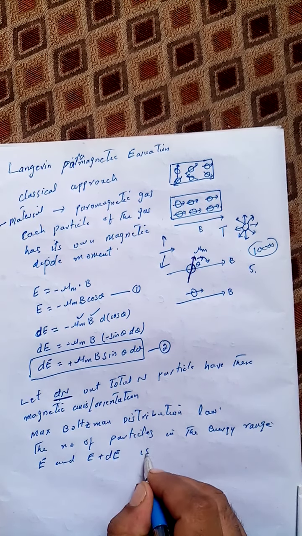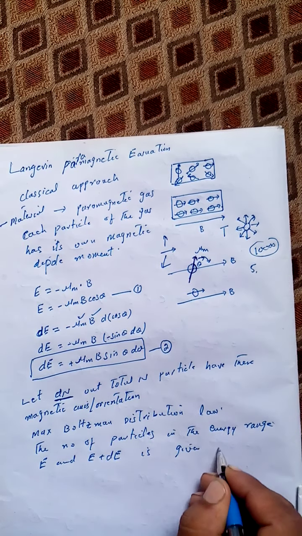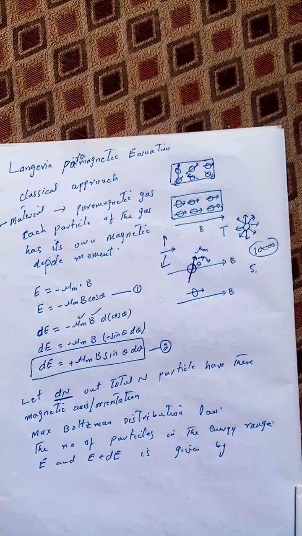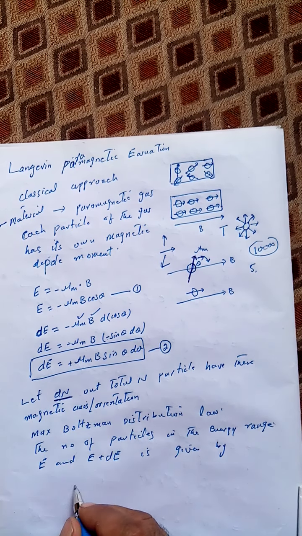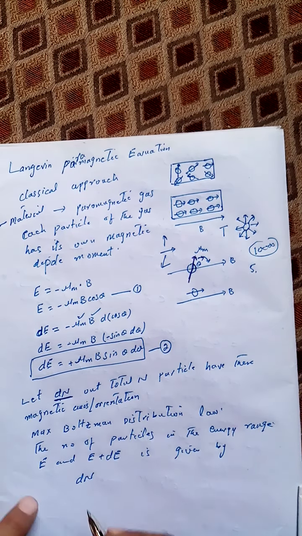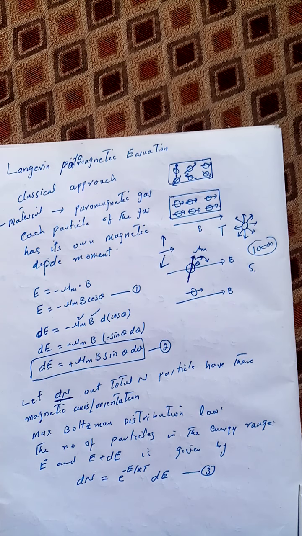Is given by this relation: dN, the number of particles in the energy range E and E plus dE with this orientation, is given by dN equals e raised to the power minus E over kT into dE. Suppose this is equation number 3.